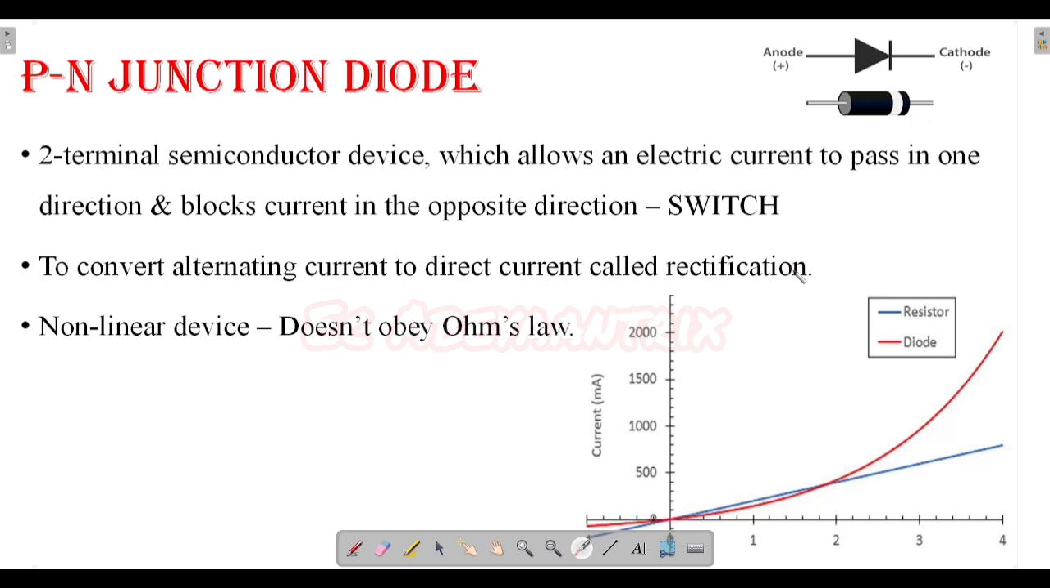Okay, so what is rectification? The process of converting alternating current to direct current is called rectification. In this process of rectification, the diode is the main important device. Hence, it is also called a rectifier.